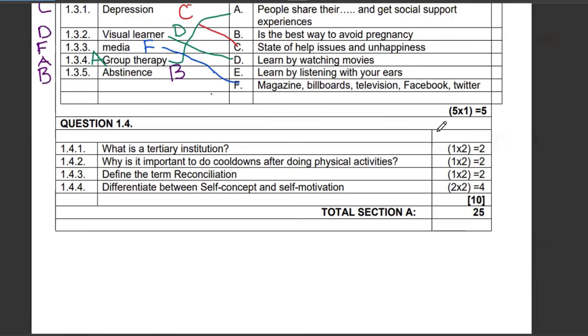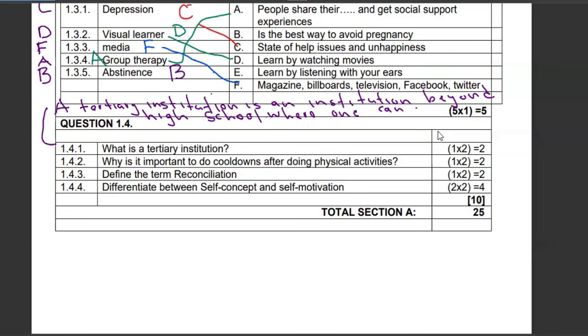Now let's go straight to question 1.4.1. It requires the definition of a tertiary institution. A tertiary institution is defined as an institution beyond high school. So I'll write it above there. A tertiary institution is an institution beyond high school. After high school, the institution which you go to is referred to as a tertiary institution, where one can further their studies.